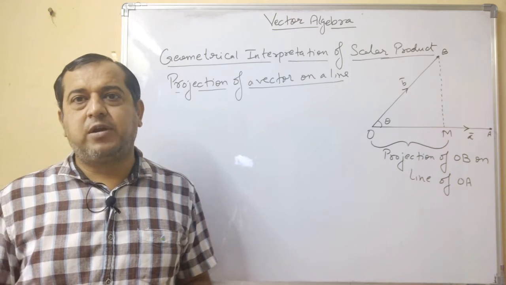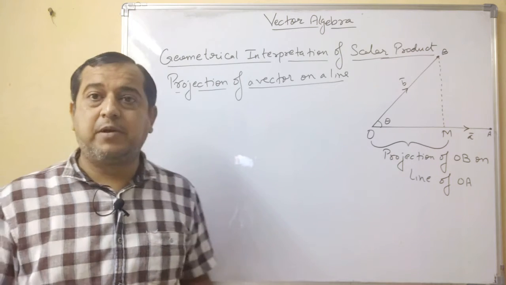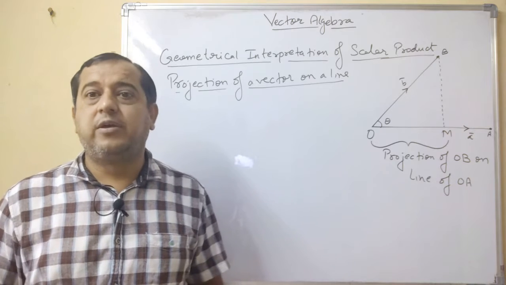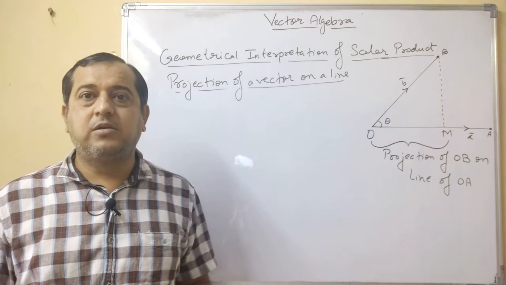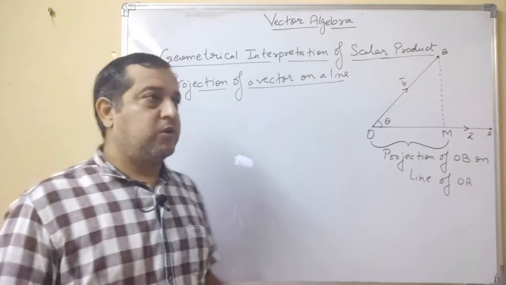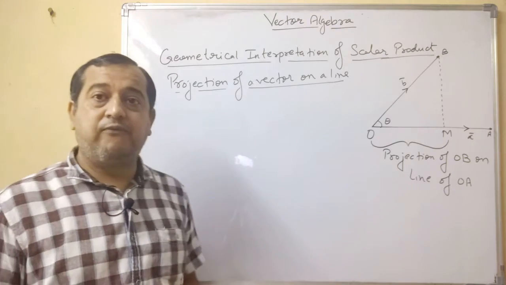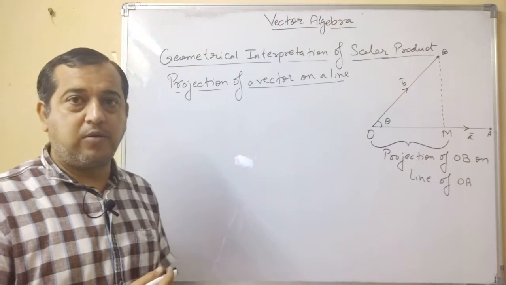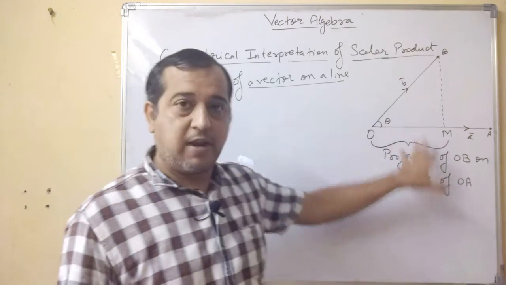Okay, proceeding further, we come to the next concept, which is geometrical interpretation of scalar product. Means in geometry where you can use or apply the scalar product. For this, the concept is projection of a vector on a line. Now for this, consider this diagram.